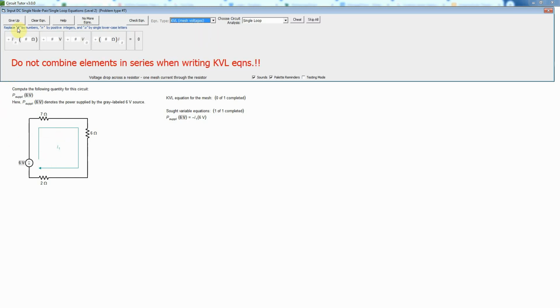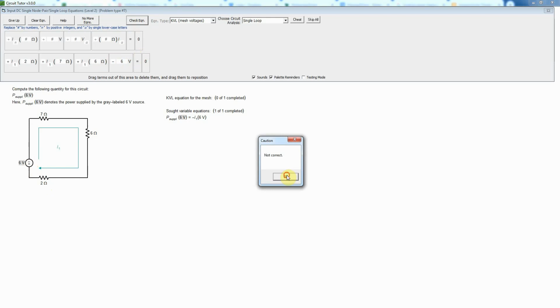Going around the inner mesh here. So again, I don't want to combine those things in series mentally, so I'd have to have 3 terms, not 1, for the resistors, plus voltage equals 0. And that's going to be I1 times 2, for example, plus I1 times 7, plus I1 times 6. Those are the 3 resistors. And then as I'm going around clockwise, adding those voltage drops, this is actually going to be a voltage drop this time because I'm going from plus to minus. So that will be a plus 6 as opposed to a minus 6. Okay, if I put in a minus, just to show you, it will tell me it's wrong.